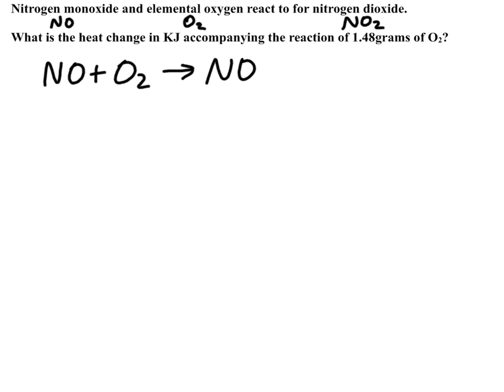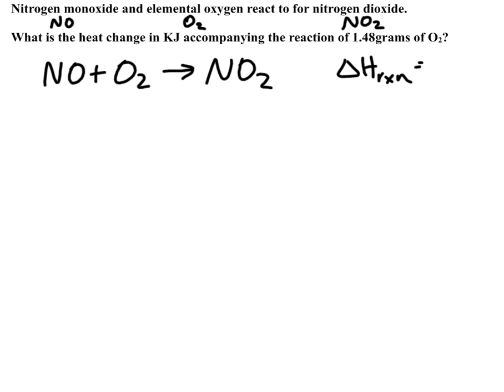Okay, so let's go ahead and take a look at the equation. So nitrogen monoxide is NO. Elemental oxygen is O2, as mentioned in the problem. And then I'm going to form nitrogen dioxide, which would be NO2. So let's write them out. NO plus O2 forms NO2. And then I'm going to have some sort of delta H value of the reaction with this.